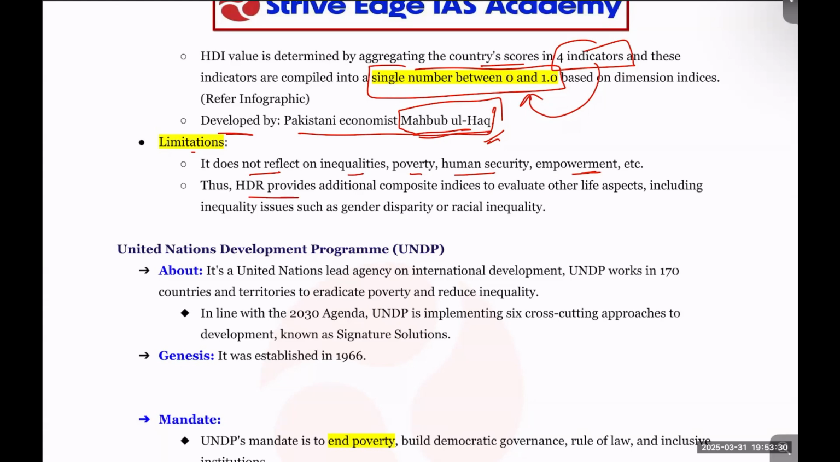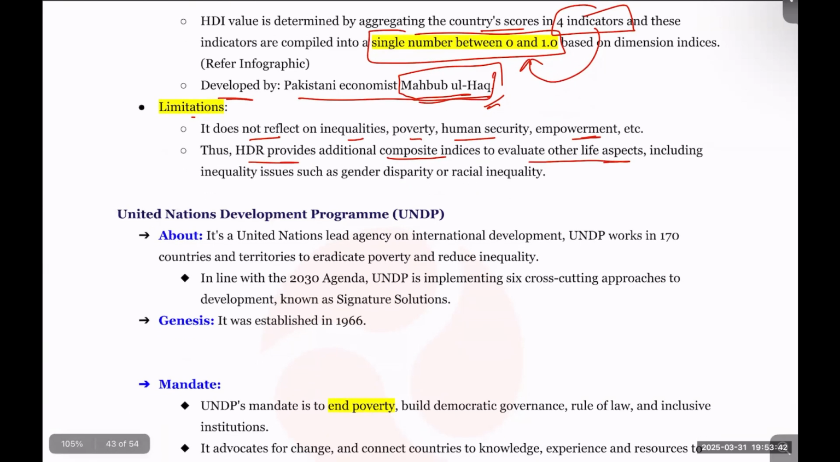Thus the HDR provides additional composite indices to evaluate other life aspects. So some life aspects are evaluated by this indicator, but it cannot give you the whole picture. Now, some other things, like gender disparity, cannot be captured by this indicator, right? And even racial inequality also cannot be given by this indicator.